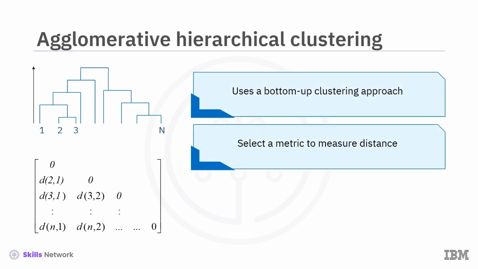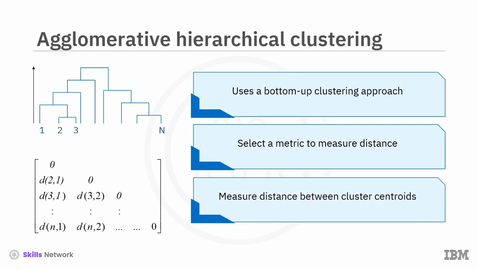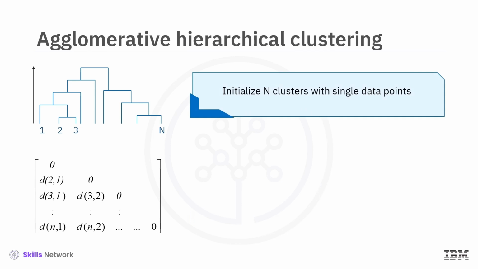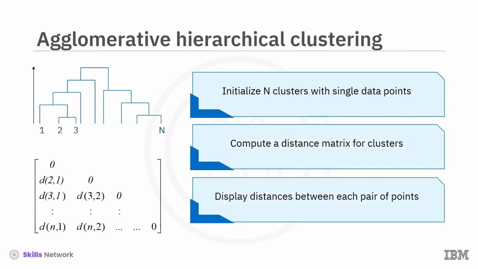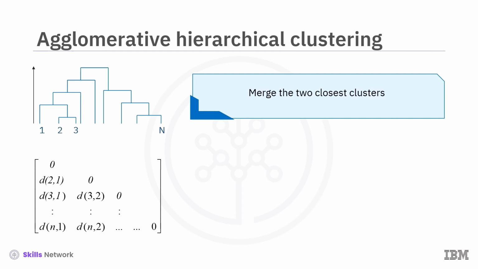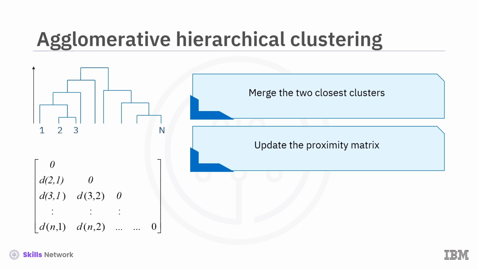First, select a metric to measure the distance between clusters, such as the distance between their centroids. The process begins by initializing n clusters, with each cluster containing a single data point. Next, a distance matrix is computed, which is an n×n matrix that displays the distances dij between each pair of points i and j. Repeat the following steps until you achieve the desired number of clusters or merge all points into one cluster. Merge the 2 closest clusters based on the selected distance metric. Update the proximity matrix with the new distance values.